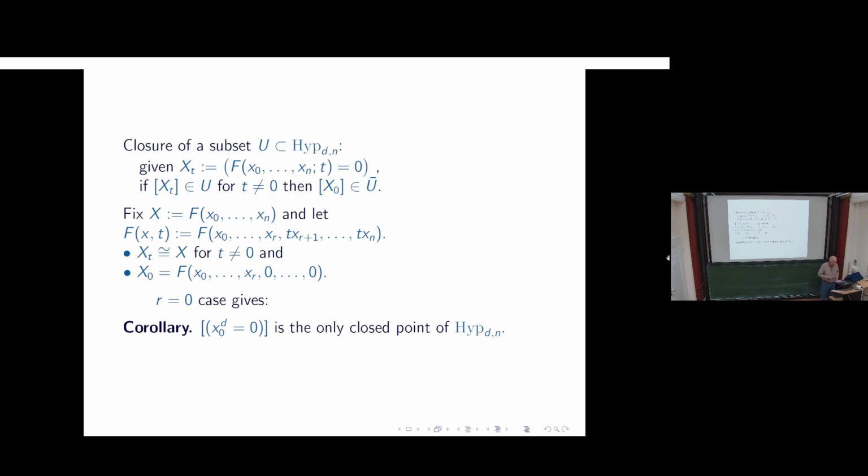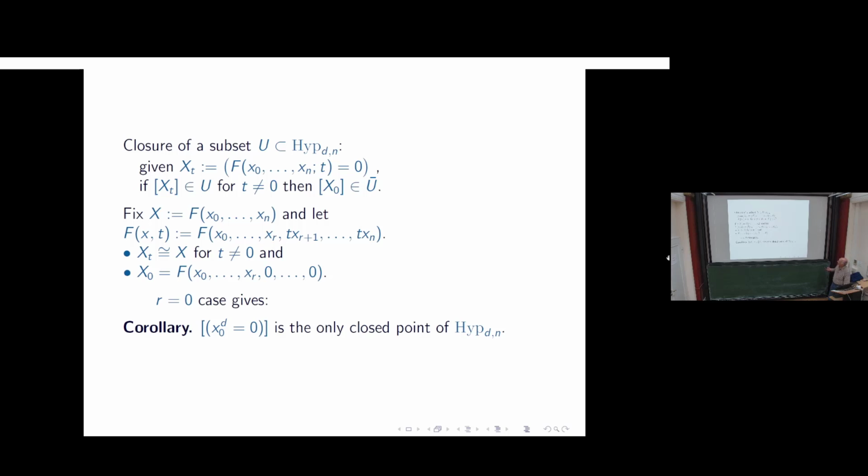Even if you know nothing about this, we can say something about the closure of a subset. Let's assume that I have a family of hypersurfaces depending on this parameter t. And if X_t is in U for t non-zero, then the central fiber should be inside the closure of U. Okay, and so let's start with this.